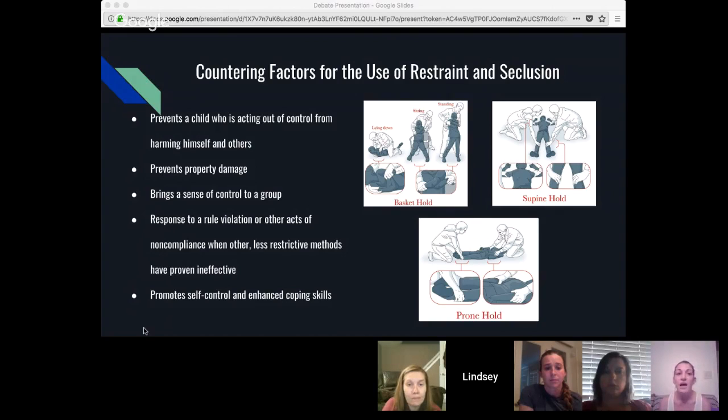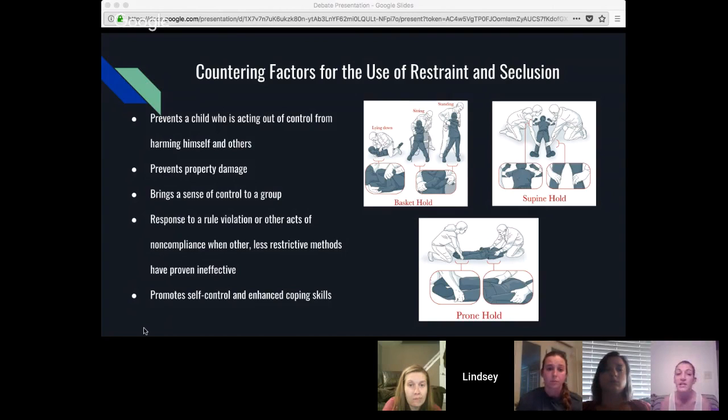It can be used as a response to rule violation, other acts of non-compliance where other less restrictive methods have been used. According to 4.09, least restrictive methods must be used, but it does leave the behavior analyst the one to determine what procedure is most likely to be effective. So if they feel that they have to slowly increase the physical restraints, then that is what their job is to do. They do have that right to do it.